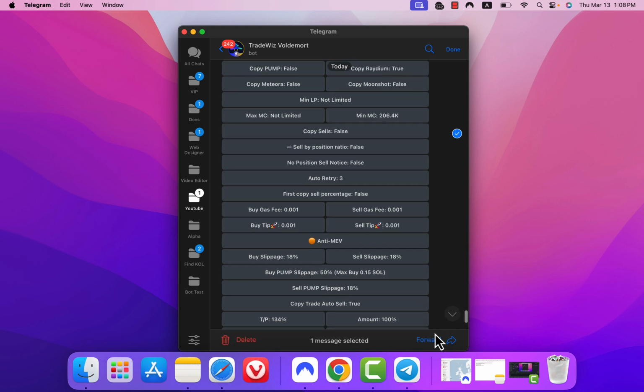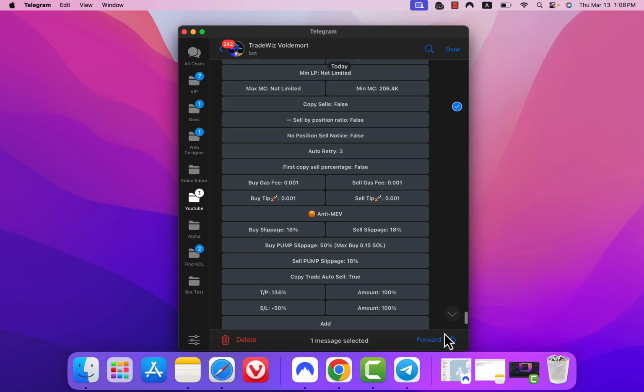I decided to turn off the anti-MEV. I disabled this, but this really depends on your choice. If you trade with so much money, if your slippage is a lot, definitely turn this on. Buy slippage and sell slippage are set as 80%.